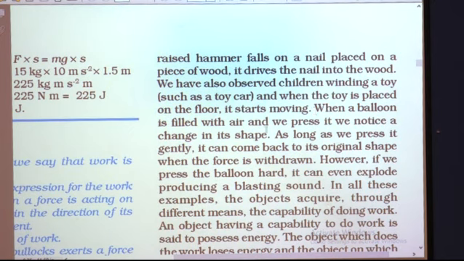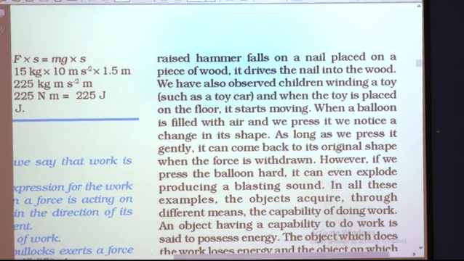When a balloon is filled with air and we press it, we notice a change in its shape, isn't it? When we press that balloon, air gets expelled out, and again there is a change in the shape of the balloon. As long as we press it gently, it can come back to its original shape when the force is withdrawn. If we press the balloon gently and slowly, the air slowly comes out, and finally the balloon comes to its original shape.